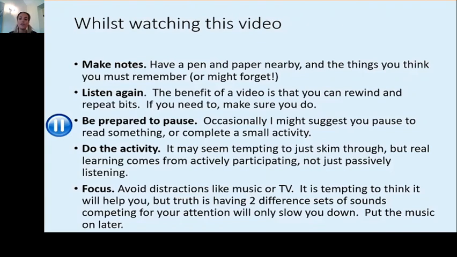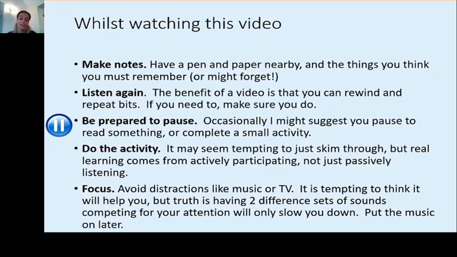Okay guys, a few things to go over before the video starts. Make sure you've got a pen and a piece of paper with you so you can take notes if you want to write down any of your formulas and things. The benefit of this being a video is that you can listen to it again. So if there's anything you didn't quite understand, you can watch it again. Make sure you do that.